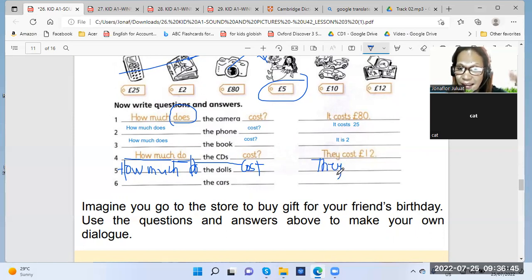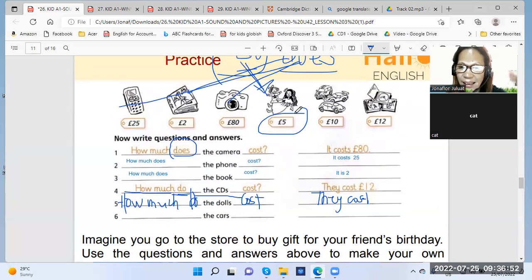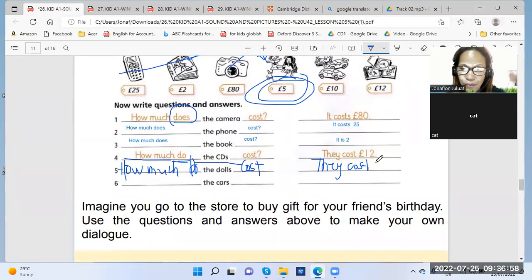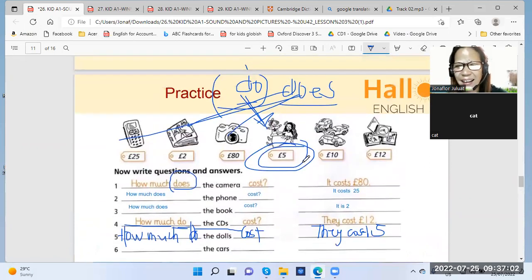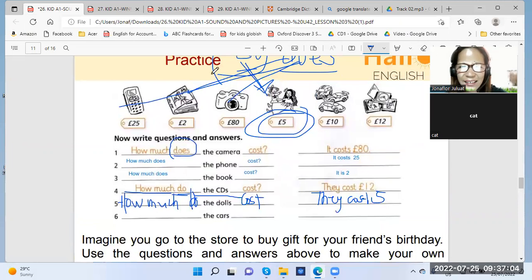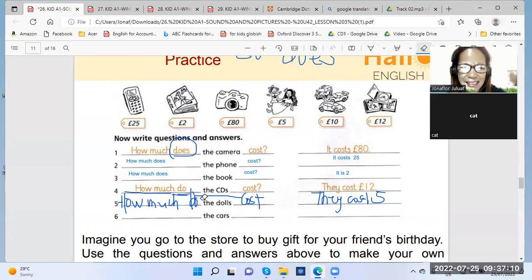Okay, and you will answer, they cost, how much is the doll? Look at the picture, Hannah, so that you will know the answer, okay? Please listen to teacher.